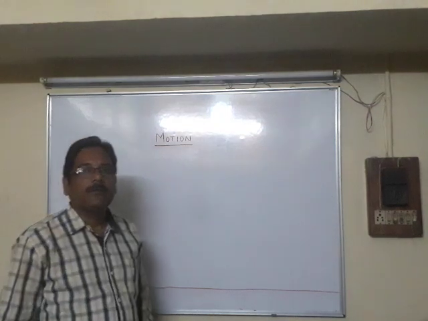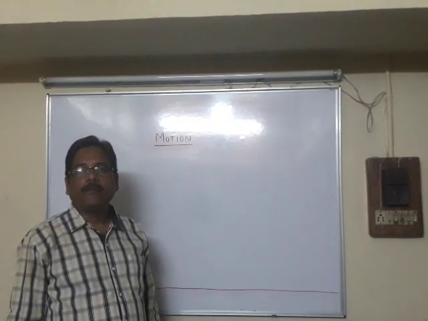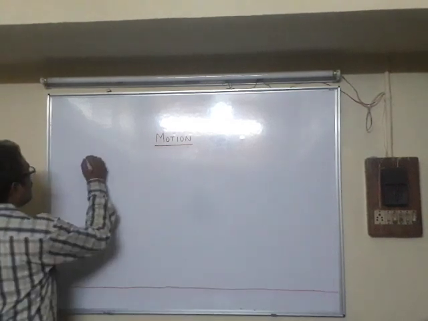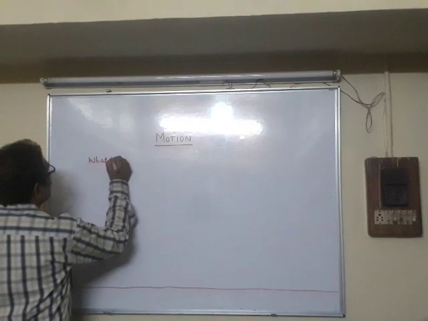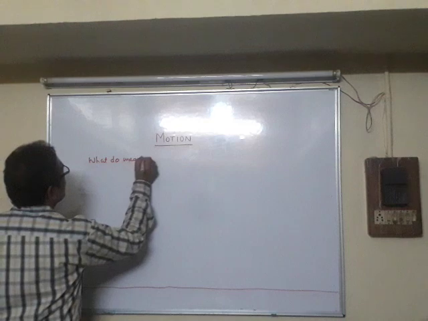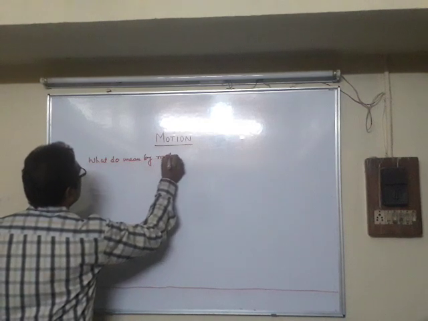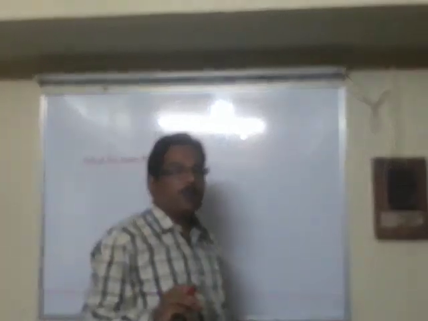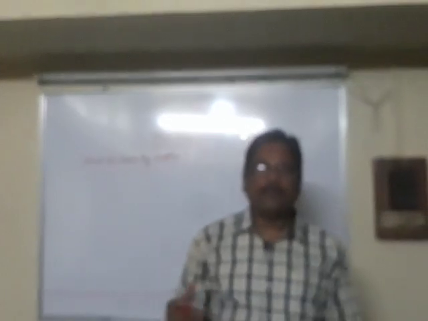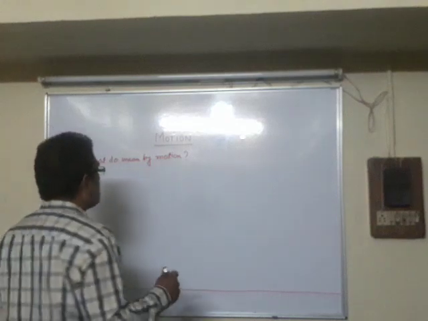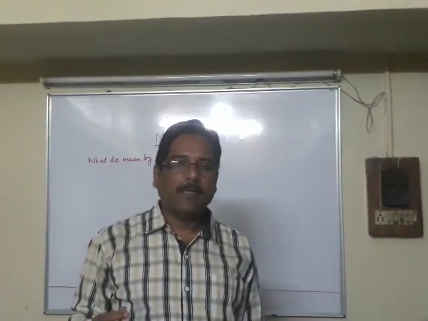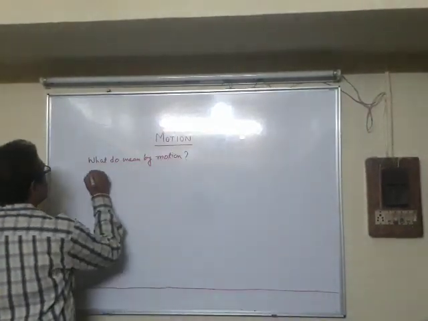Dear students, today we are going to learn the first chapter, that is motion. So the first question is, what do you mean by motion? What is motion? An object is said to be in motion when it changes its position with respect to time or with respect to its surroundings. So you can write these lines.